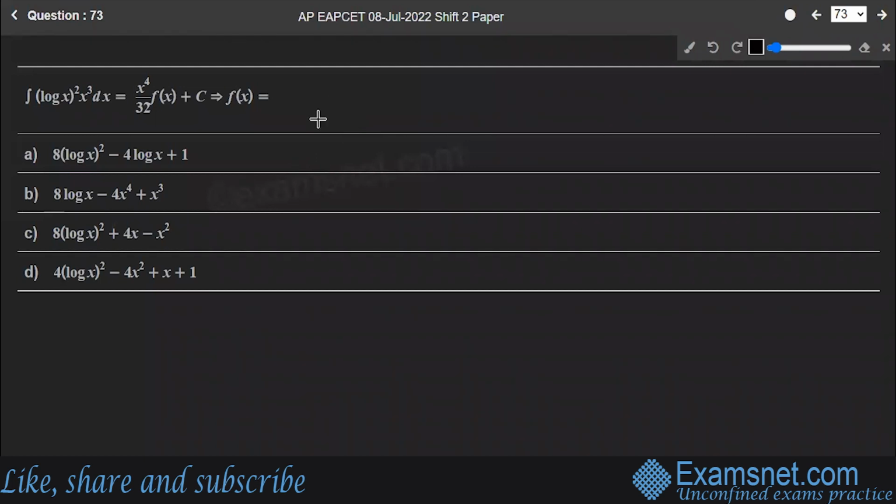So we'll be using integration by parts. It's an easy question, not a big deal. Easy question, we'll be using integration by parts. So I is equal to, this is the first and this is the second function, right?